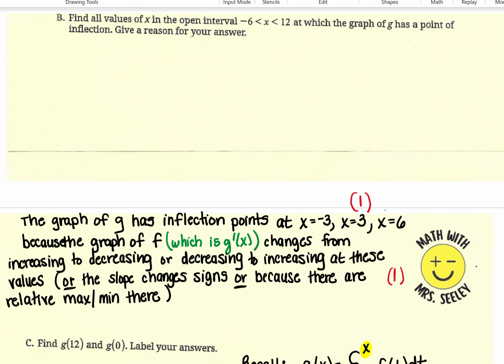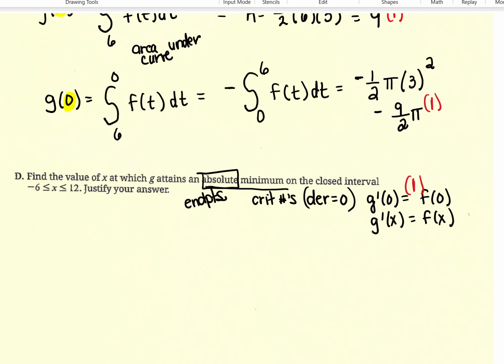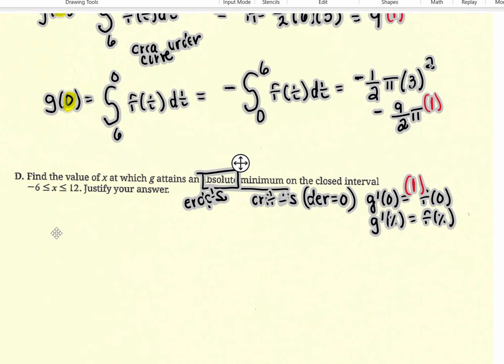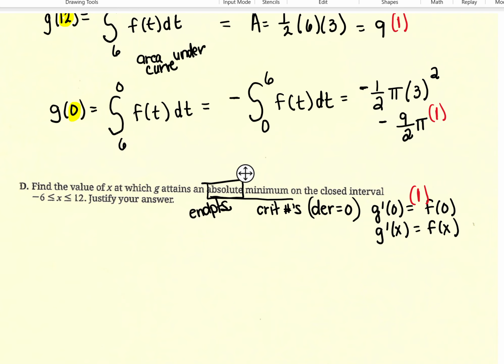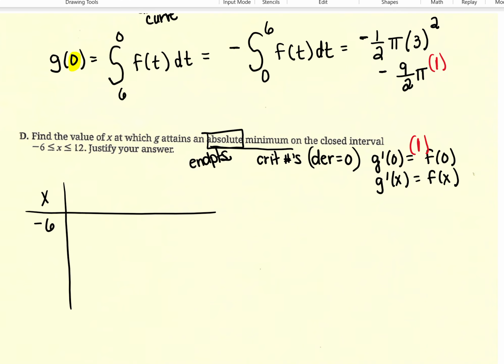I like to make a chart with this right here. So I'm going to make a chart of x. We're going to check at the endpoint of -6, we're going to check at 0 because it is 0 there, we're going to check at 6, and we're going to check at that other endpoint of 12. So we're going to check the values of g of x at each of those places, and the place where it's the smallest will be our location.